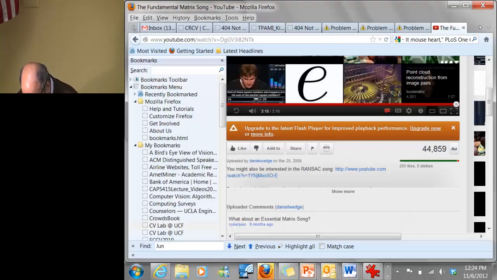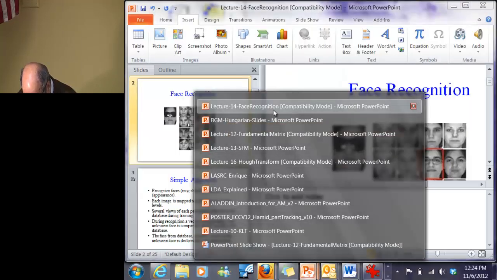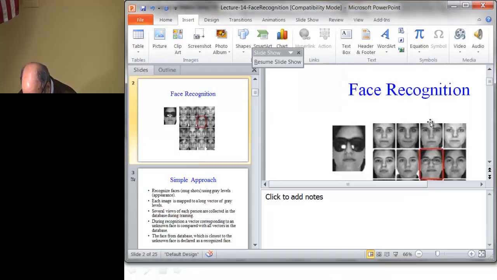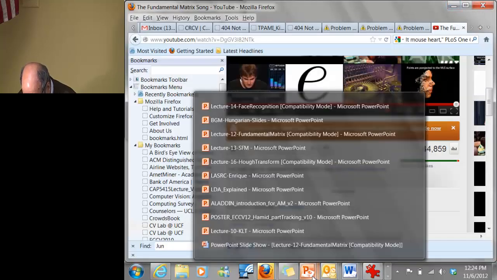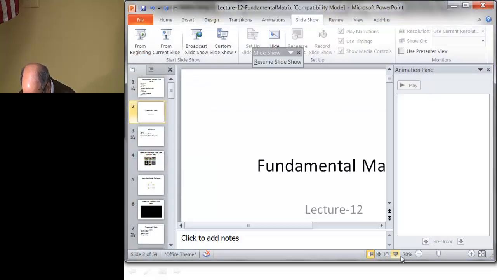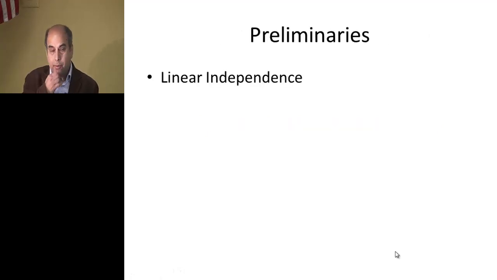So let's go back to the lecture, and all these things they were talking about in the song. Actually, we will talk about all the epipoles and epipolar lines in the song. Okay, so I'm going to cover a few preliminaries which will be used in deriving the fundamental matrix very quickly so that you feel comfortable.